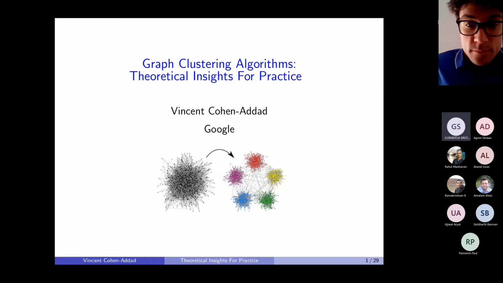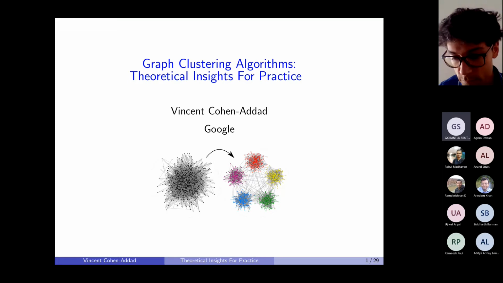As you can see, Dr. Vincent Cohen-Addad from Google Research Zurich is a speaker for today as well. So last time he talked about the recent advances in metric clustering. Today he's going to talk about graph clustering. Once again, thanks everyone for joining us, and Vincent, we're excited to have you again, and the stage is yours.